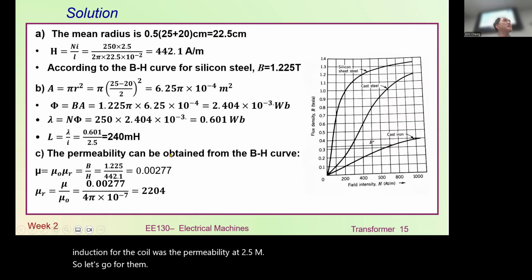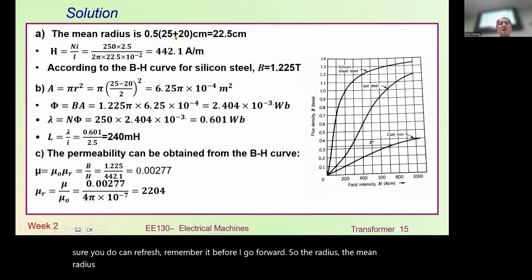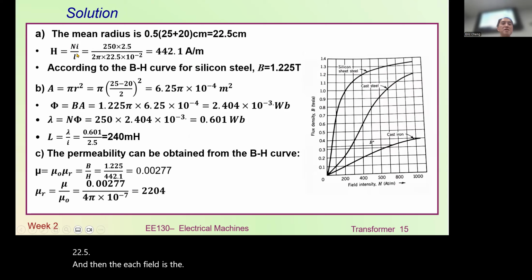So this is some of the portion we discussed last week, right? I'll just go through them, so you can refresh your memory before I go forward. The mean radius, because the inner and outer radii are 25 and 20, so the mean will be just the average, which becomes 22.5. And then the H field is the Ni, the MMF, divided by the length.